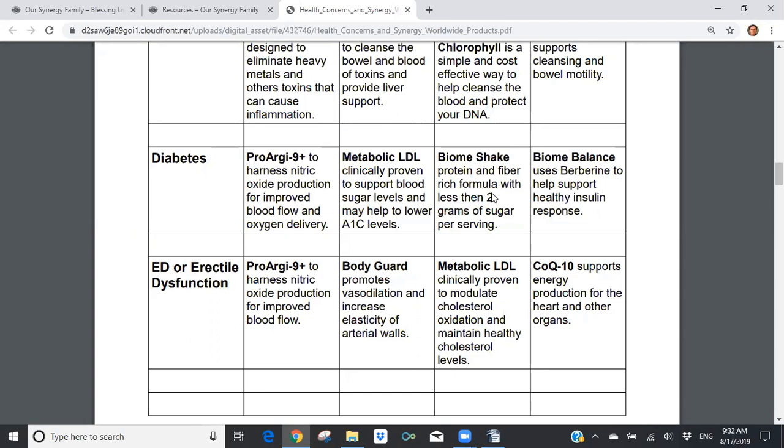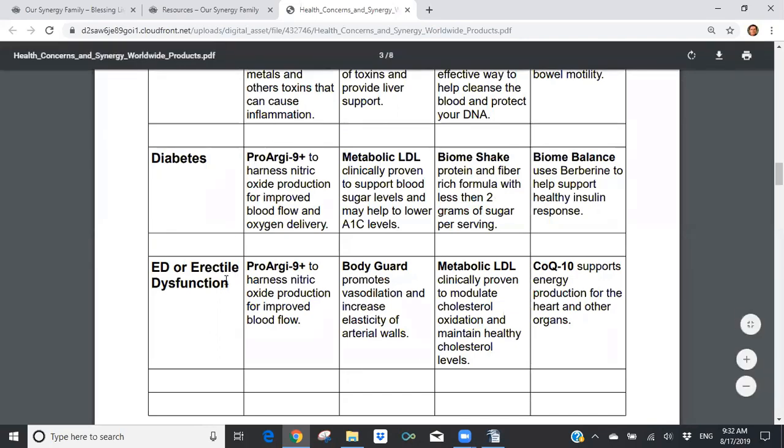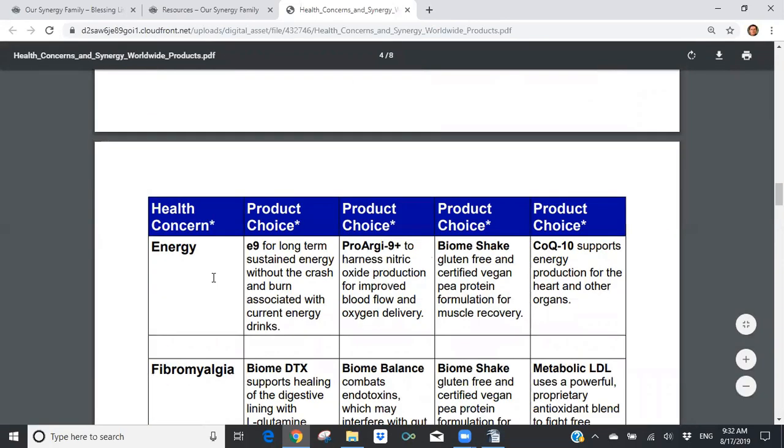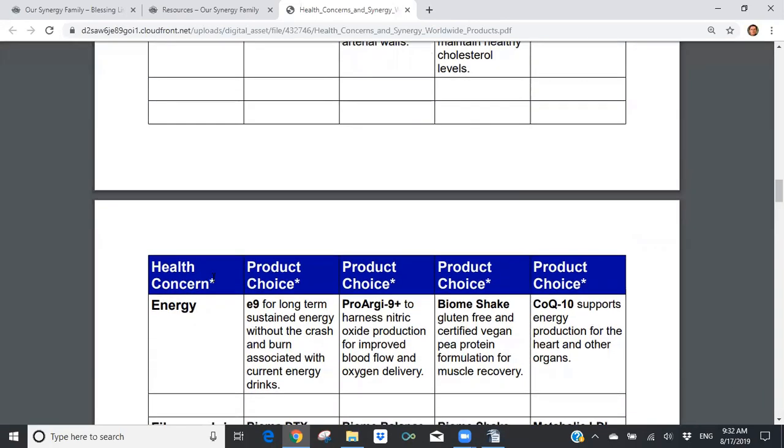And then coenzyme Q10, just from an energy standpoint, it most likely won't do anything with regards to the ED issue. It's nitric oxide, but again, energy is also involved in this process. Energy, I'm a firm believer in E9. I use it every day.